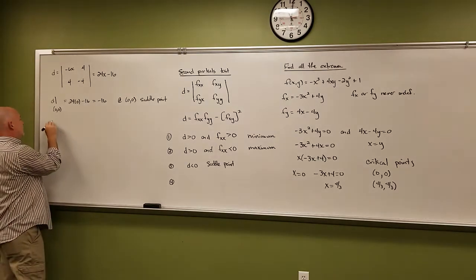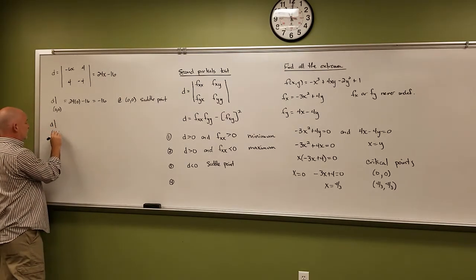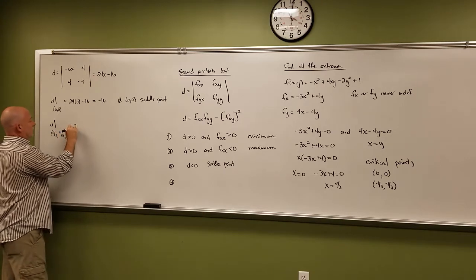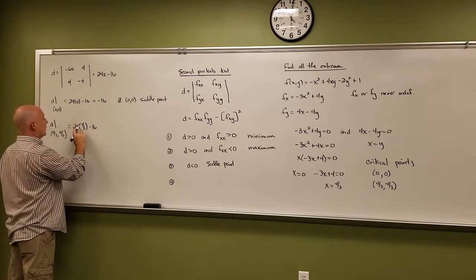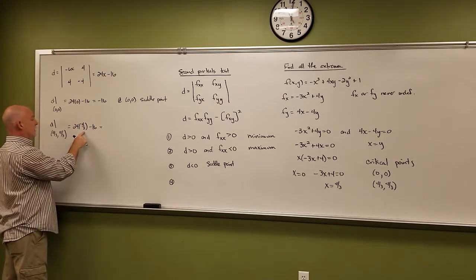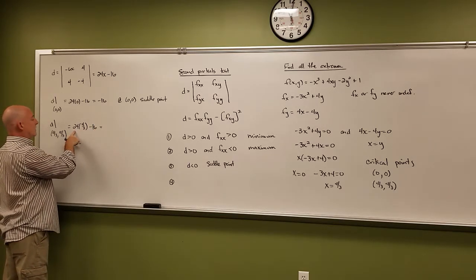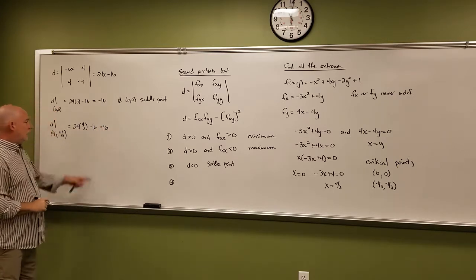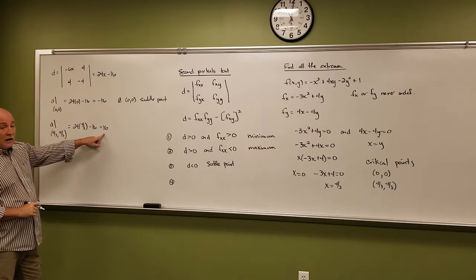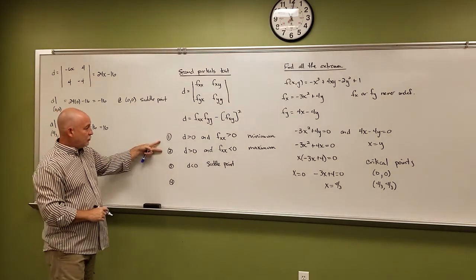All right, if we evaluate this at x is 4/3, y is 4/3, I get 24 times 4/3 minus 16, which is going to be, let's see, 3 goes into 24 8 times, that's 32 minus 16, which is 16 again. Okay, now in this case, our d is positive, so we're in case 1 or case 2.